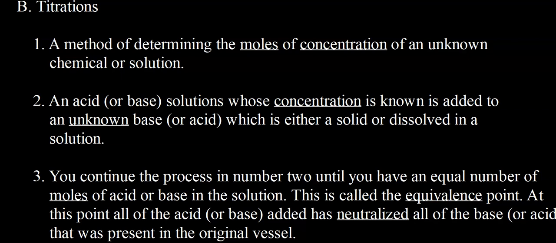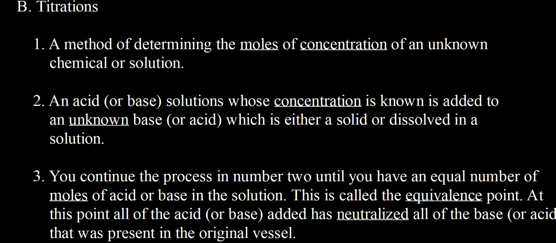When you have stoichiometric amounts, so it doesn't necessarily have to be equal moles, it has to be stoichiometric amounts. By stoichiometric amounts, I'm thinking about the mole ratio for that reaction. When you have stoichiometric amounts of acid and base in your solution, this is known as the equivalence point. At the equivalence point of a titration, you have an equal amount of moles of acid as base based on the stoichiometry of the reaction.